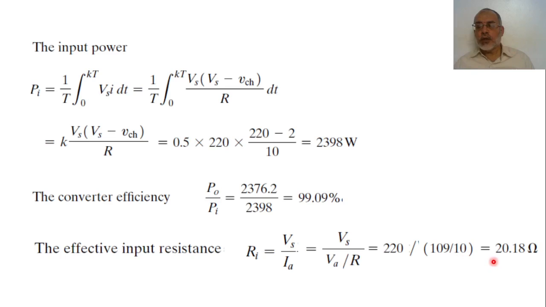So we can find that the equivalent input resistance is 20.18 ohms. This is the effective input resistance.